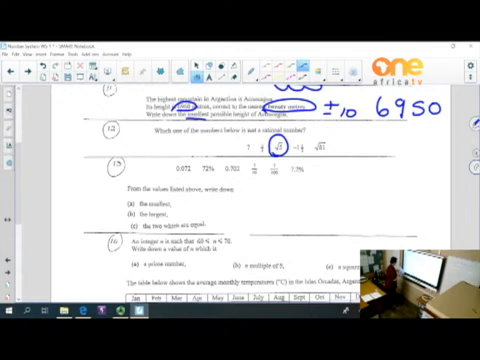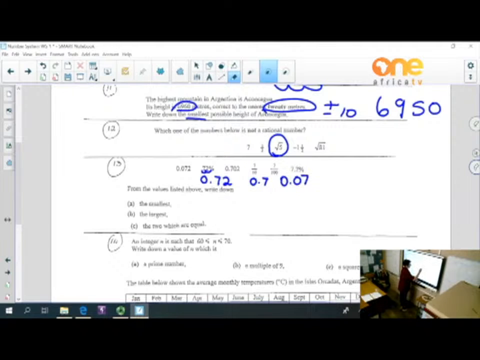Right, the next one is number 13. So we have a list of numbers again. From the values, write down the smallest one. I need to change them to decimals. So this one is 0.72, I divide by 100. We've got that one. This one is 0.7. This one is 0.07. And the last one is 0.072. Remember, if you see that sign, you divide with 100.